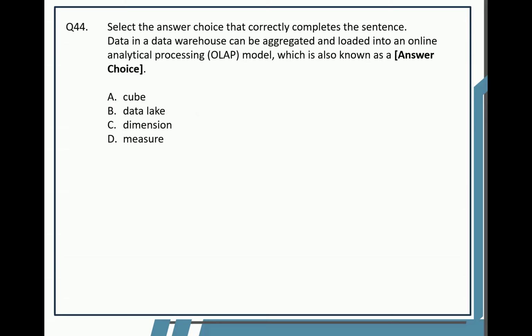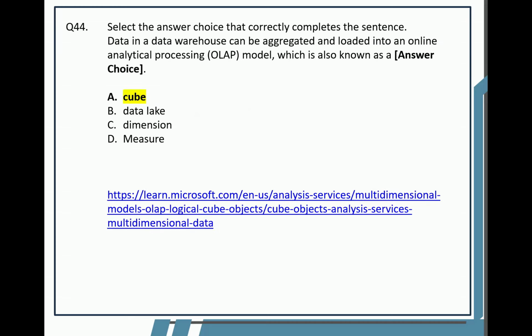Question number 44 is again a fill in the blanks question, and the statement is data in a data warehouse can be aggregated and loaded into an online analytical processing model, which is also known as, and your options are cube, data lake, dimension, and measure. Folks, an OLAP cube is a data structure that stores aggregated data from a data warehouse and allows fast multidimensional analysis across dimensions like time, geography, or product.